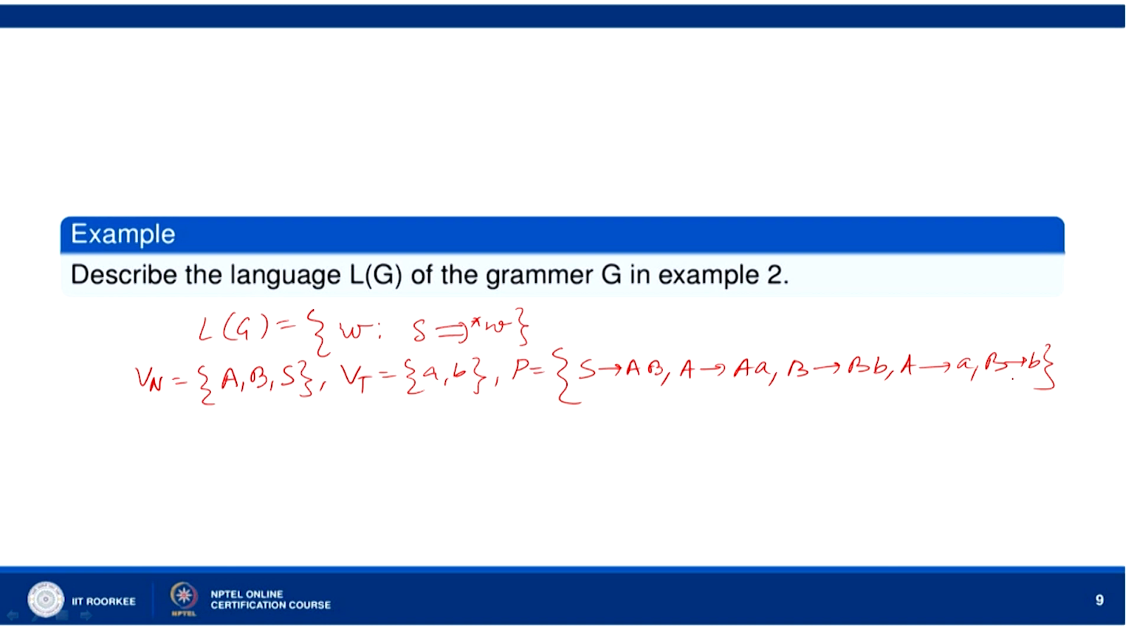Okay. So, we start with the start symbol S. Now, S goes to AB. One thing could be that we straight away replace this A with a and this B with b. So, we will have ab. If I replace A with a, B with b using these two production rules, I will get ab. So, ab is an element of LG.